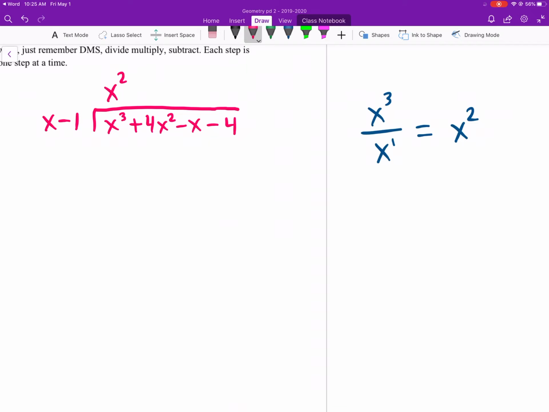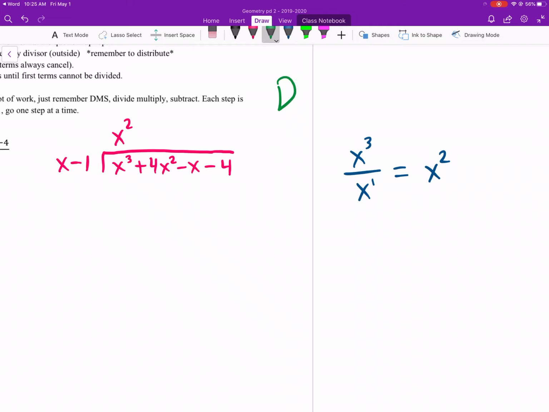Now that was divide. Next is multiply. The x squared is going to get multiplied by everything on the outside. So x squared gets multiplied by x, and it gets multiplied by -1. It's like the distributive property. x squared times x is x cubed, and x squared times -1 is negative x squared.